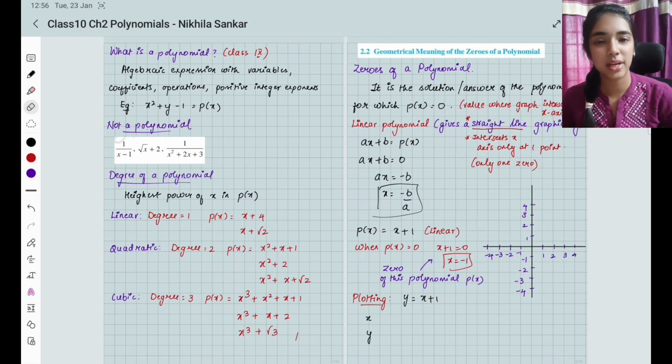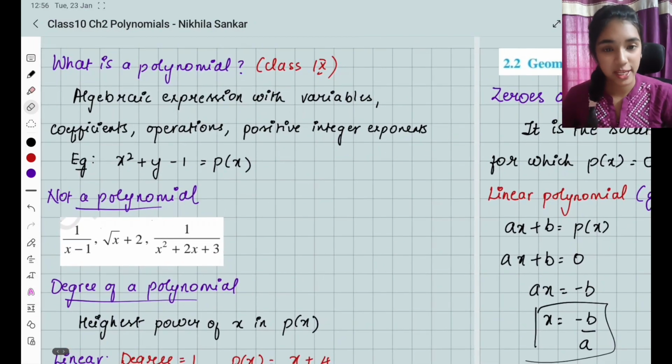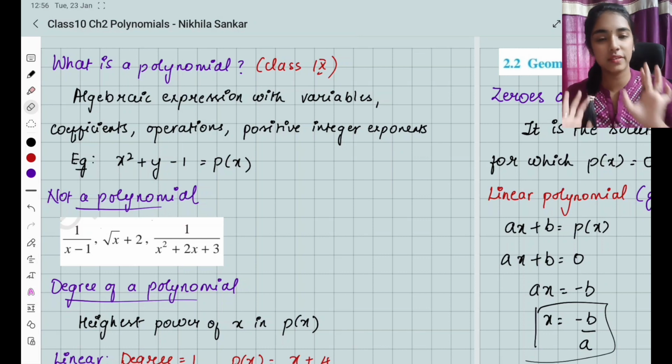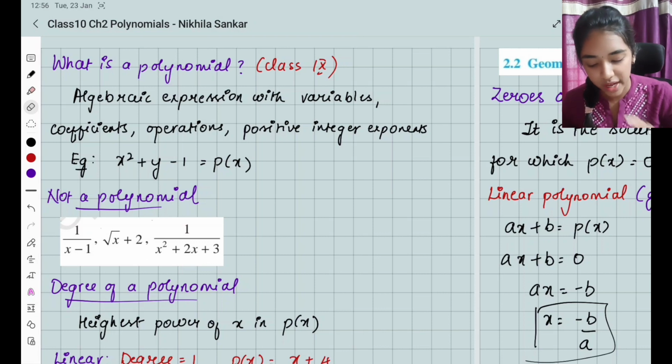இப்போ நம்ம பார்க்க போறது chapter 2 Polynomials of class 10. So, first of all, what is a polynomial? Polynomialனா என்ன? Algebraic expression with variables, coefficients, operations, positive integer exponents அப்படினா என்ன? So, you have an algebraic expression.